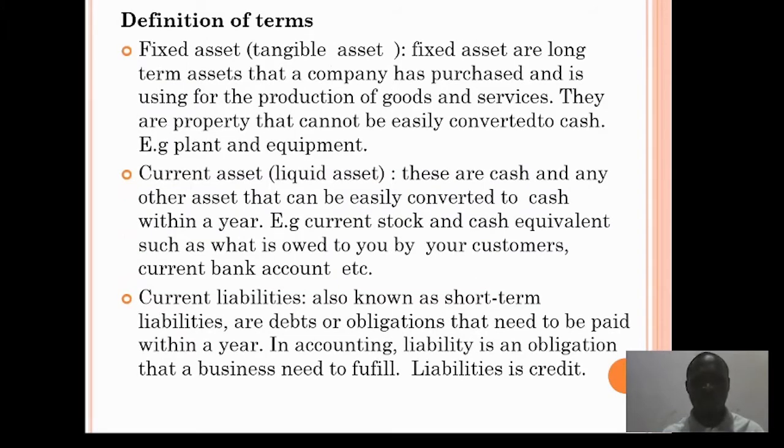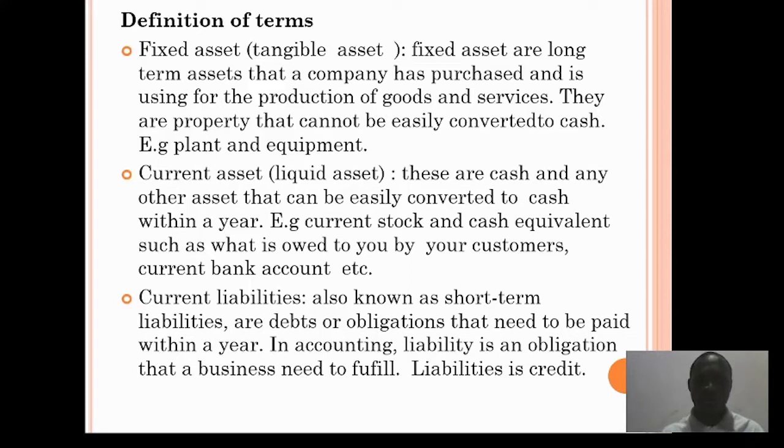Now, definition of terms. First on our list here is fixed assets. Fixed assets here refers to tangible assets. They are properties that are owned by a firm or a company which cannot be easily converted to cash. Very good examples are plants, equipment, as well as machinery.